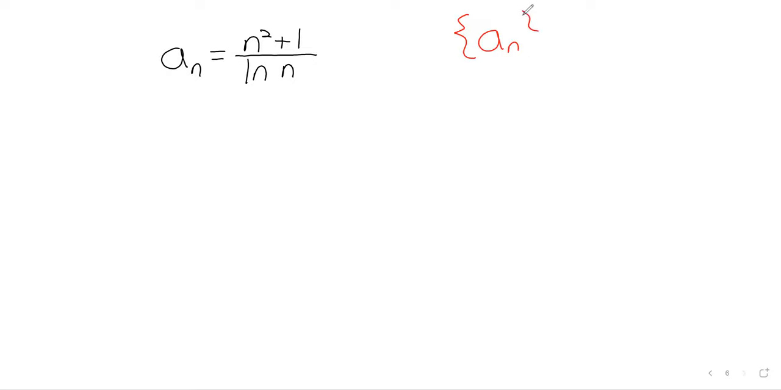Now, I guess I should put a sequence on the whiteboard before I start talking about its limit. a sub n equals n squared plus one divided by the natural log of n. And I'm going to specify that n starts at 2 here. That's just because the natural logarithm of 1 is 0. If we started at 1, we'd get a division by 0 error.